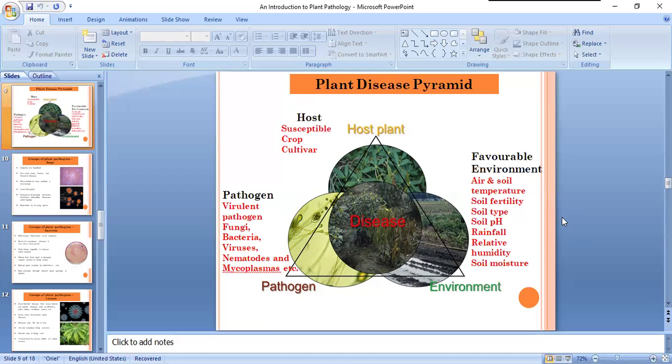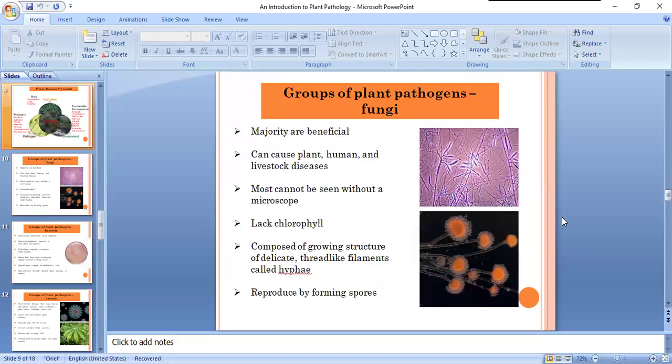Then environmental factors, which are favorable for the pathogens. And lastly, pathogens are required. Which type of pathogen? That is virus or fungi or bacteria or nematodes, a number of types of pathogens which are available in the environment. Those pathogens, with the help of a favorable environment, can cause disease in plants. So these three factors are the plant disease pyramid.